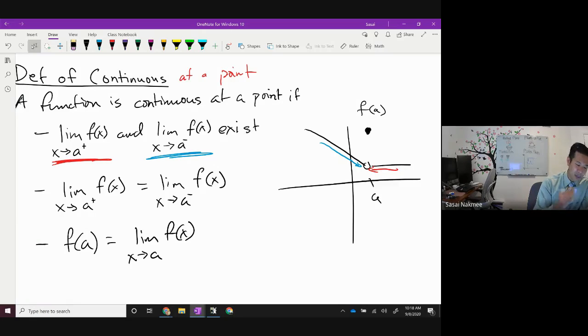If it fails on any of these, you would say that that function is not continuous at that point. And that's the key factor there. If it fails to meet one of these three criteria, you would say that the function is not continuous at that point. All right? So let's take a look at a problem.